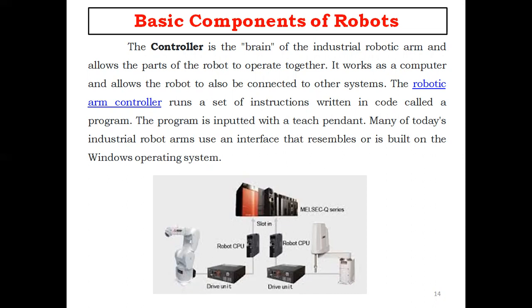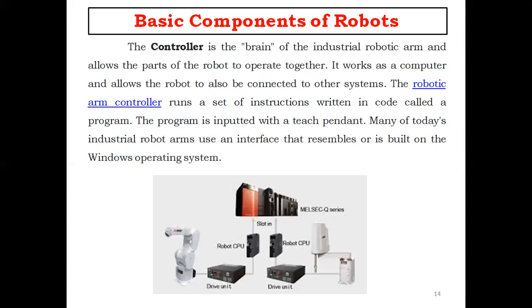All the activities of the robotic arm controller are done by means of a program. The controller runs a set of instructions, which are all written in code, and that is named a program. It is given as an input using a teach pendant. Today's industrial robot arms use an interface that resembles, or is built on, the Windows operating system.